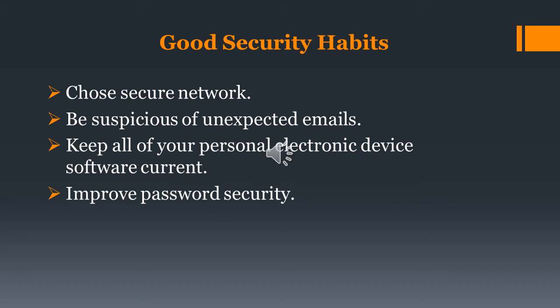Second is be suspicious of unexpected emails. Phishing emails are very common and can be hidden very well. These emails can trick you very easily, and a lot of companies that I know will send out a fake phishing email to all their employees to make sure they get a refresher and get an idea of what a phishing email is. Third, keep all your personal electronic device software current. A lot of manufacturers will make an update when they find a vulnerability in their product.